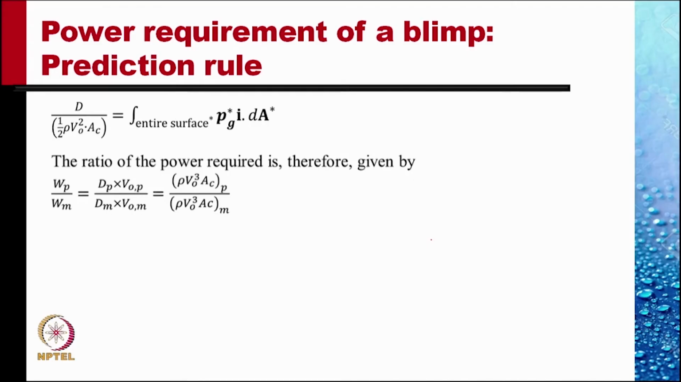So drag would be proportional to rho V naught square times the area. And the power required, the ratio of the power required would be the ratio of the drag times the ratio of the velocity, since the power is drag times the velocity. So the ratio of the powers Wp by Wm would be rho V naught cube AC for the prototype divided by rho V naught cube AC of the model.